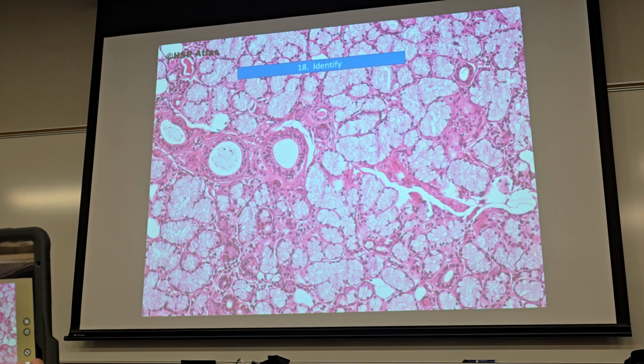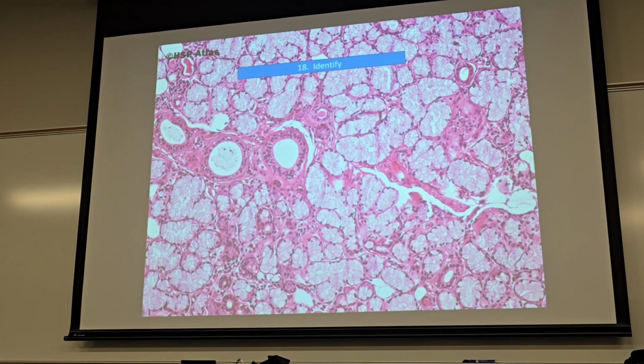Okay, identify this one. Sublingual. And if we point to one of these, what would you call that? Mucous acini. And you see how it's grayish, whitish, and it takes over the entire slide. So this way we say mucus acini predominates. So this one definitely is a sublingual.